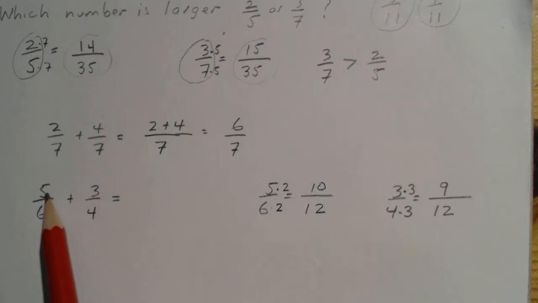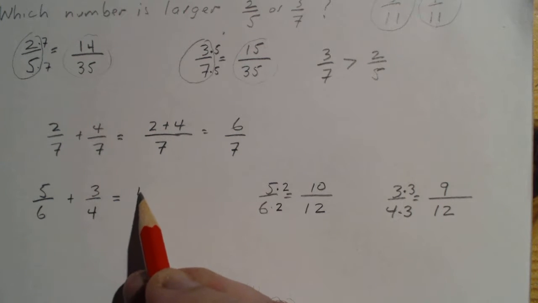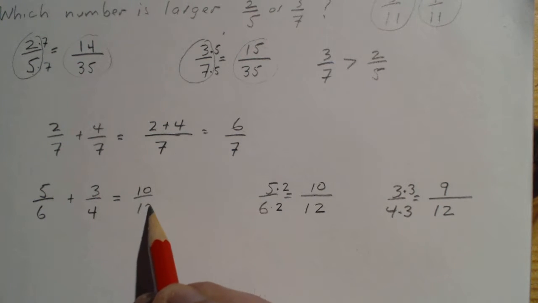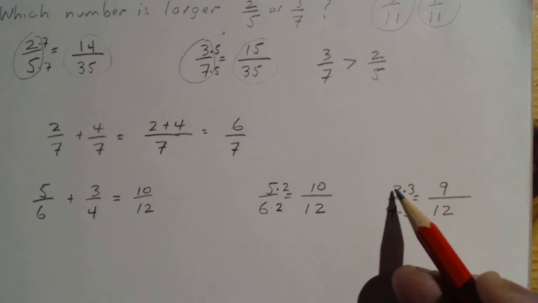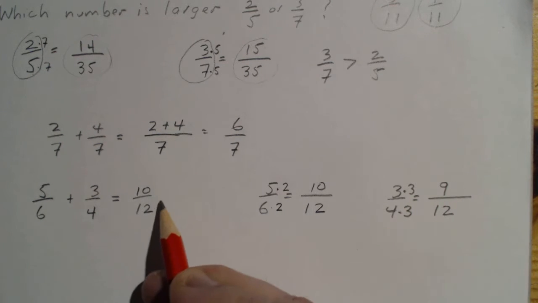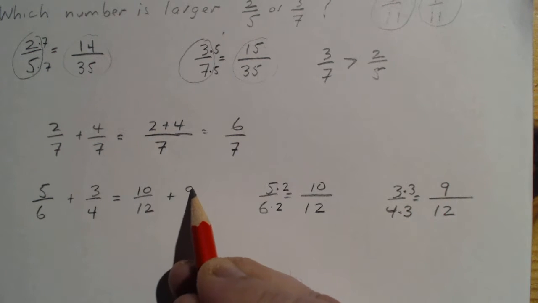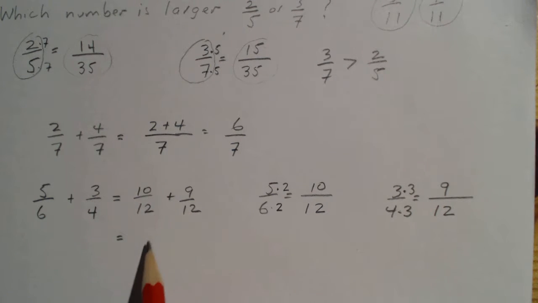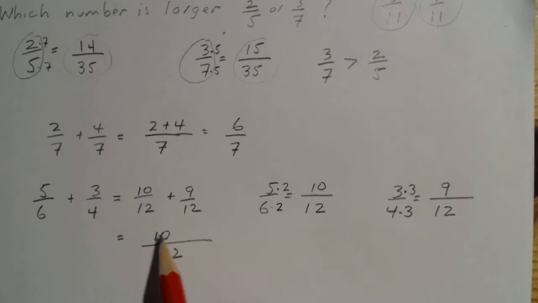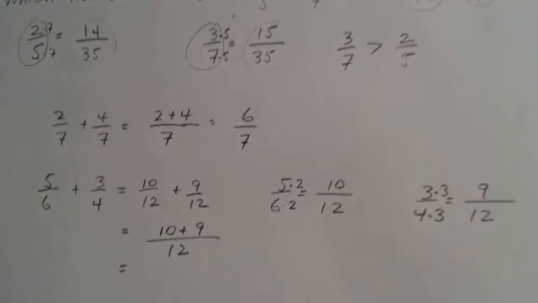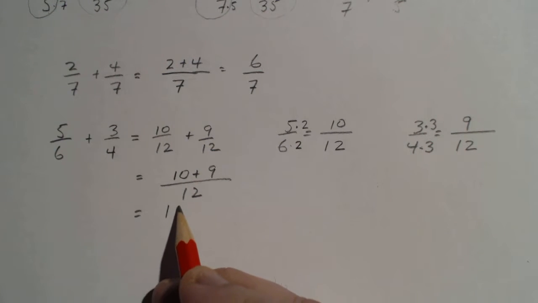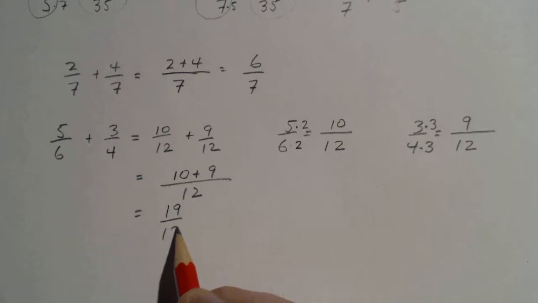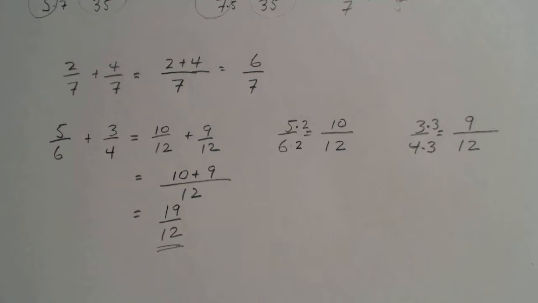So now 5 over 6 is equivalent to 10 over 12. 3 over 4 is equivalent to 9 over 12. And so now when we add the two numerators together with a common denominator of 12, we get 10 plus 9 is 19 over 12. And that is our final result.